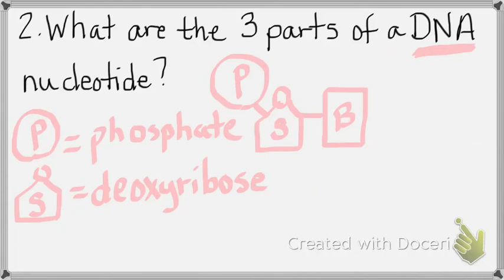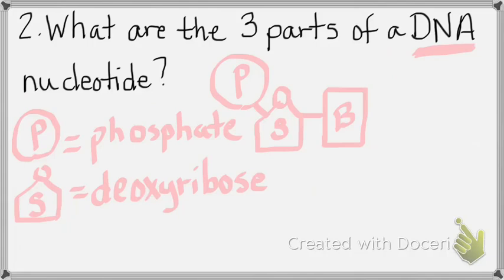Okay, when would the sugar be ribose? For RNA. That's good, Eric. For RNA. But this question said we're doing DNA, so it's deoxyribose. Okay, so I just want to remind you, sugar is not going to be a choice.